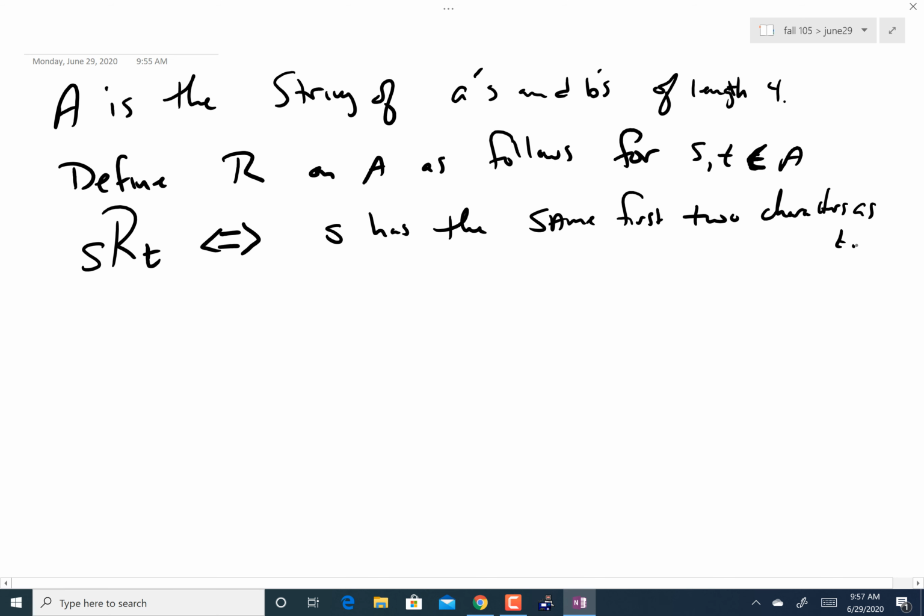Okay, so let me talk about this for a second. A is the set of strings of 4 A's and B's. I personally would like to think of this as kind of like if you have 4 kids. So it could be something like this. You could have all A's. You could have a B.